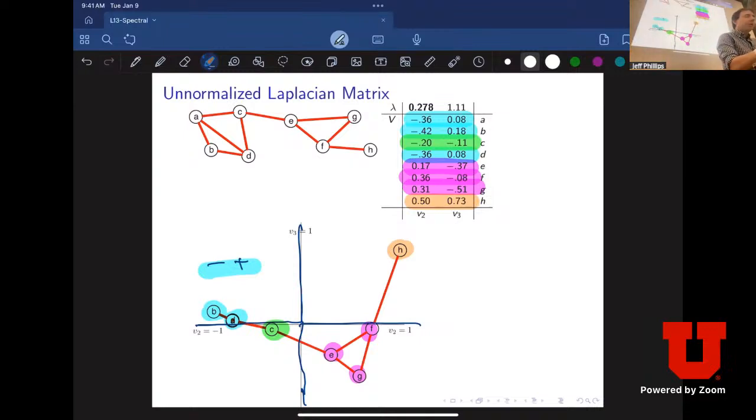One thing I think is worth pointing out here, if we look at A and D, these have the exact same values here.